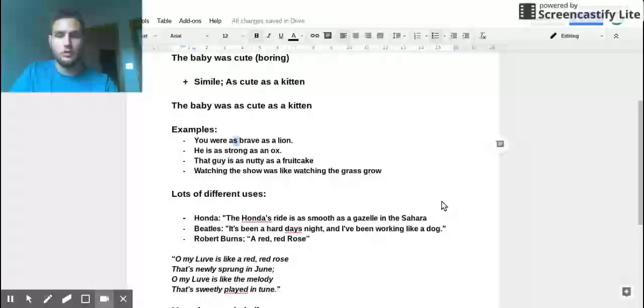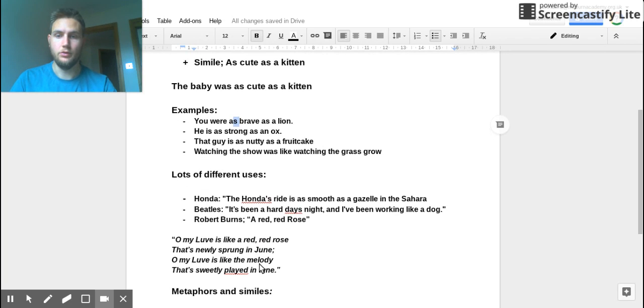Robert Burns has also used similes in his poems. For example, in his Red Rose, he says, "Oh, my love is like a red rose," and he's also saying, "Oh, my love is like the melody." Again, here are two examples of how you can use similes and how other people have used similes.